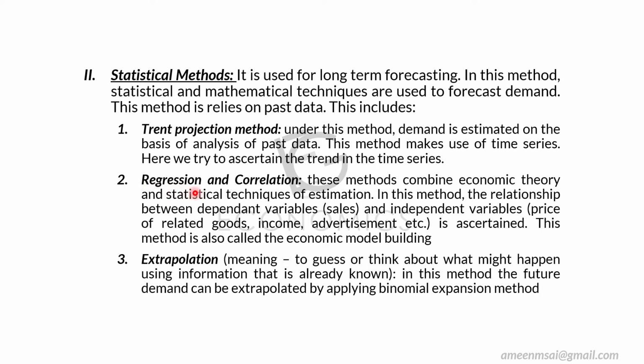The second one is regression and correlation. It's a major part of mathematical economics, and you might have studied that. So you will have a dependent variable and an independent variable. When it comes to demand forecasting, the dependent variable is of course the sales, and the independent variables are price of the related goods, income of the consumer, the advertisement, etc. There might be many independent variables, and the only dependent variable will be the sales. Thus by using the regression and correlation analysis, we can get to the demand forecasting.